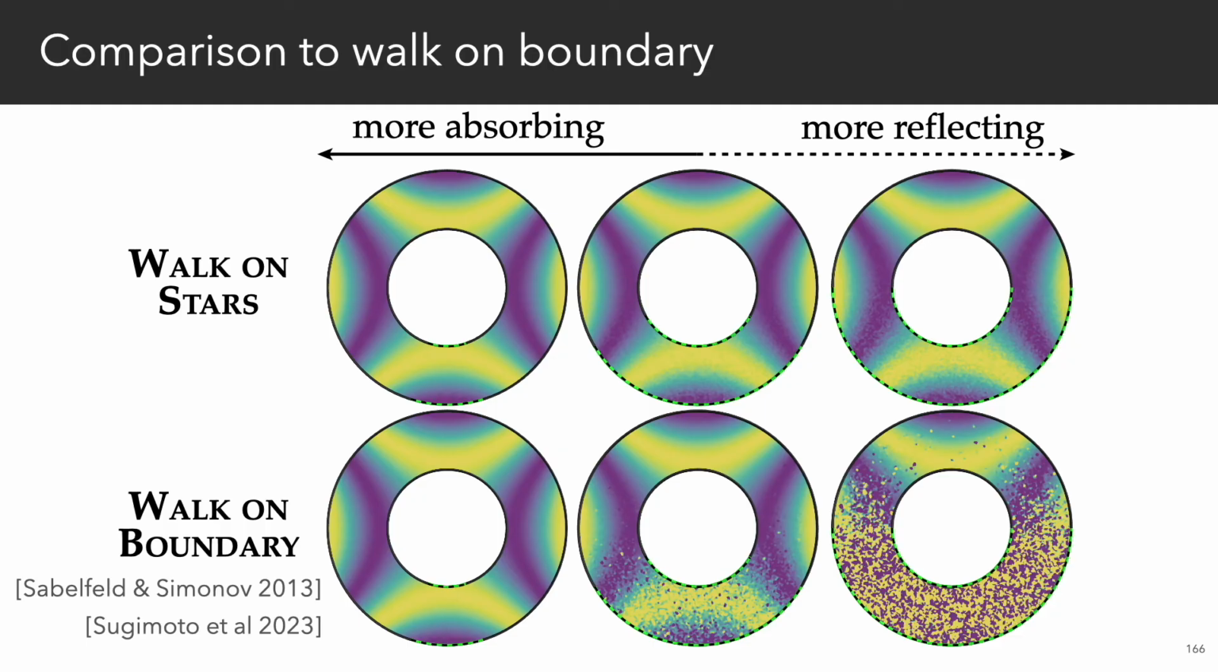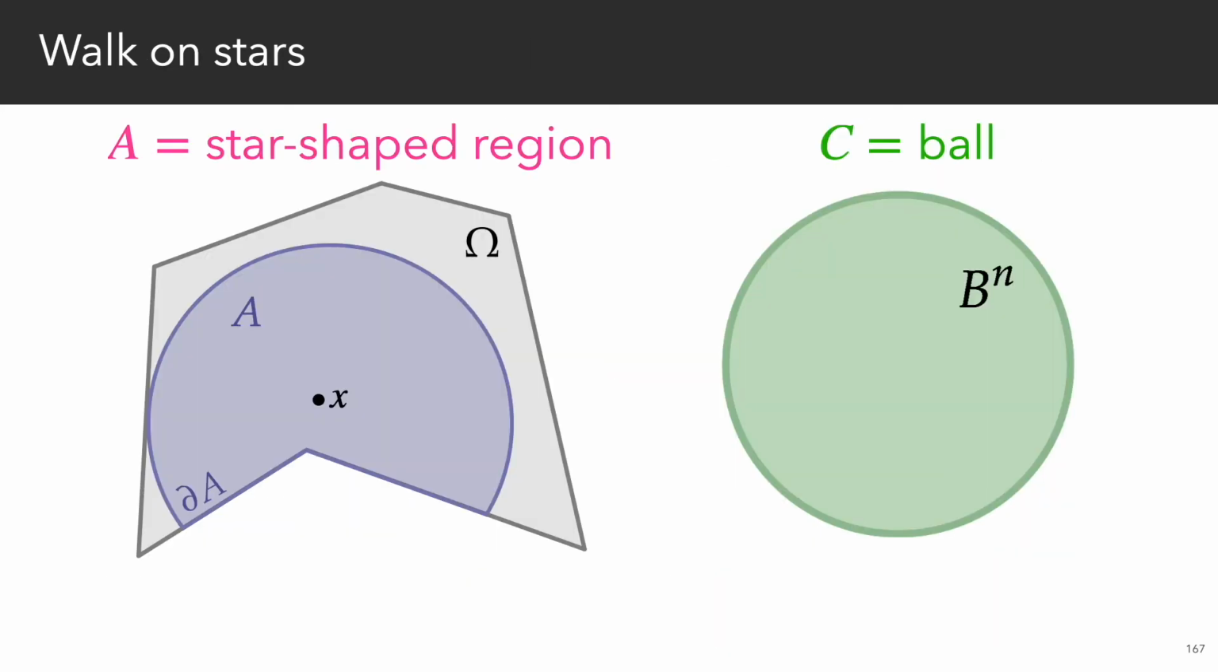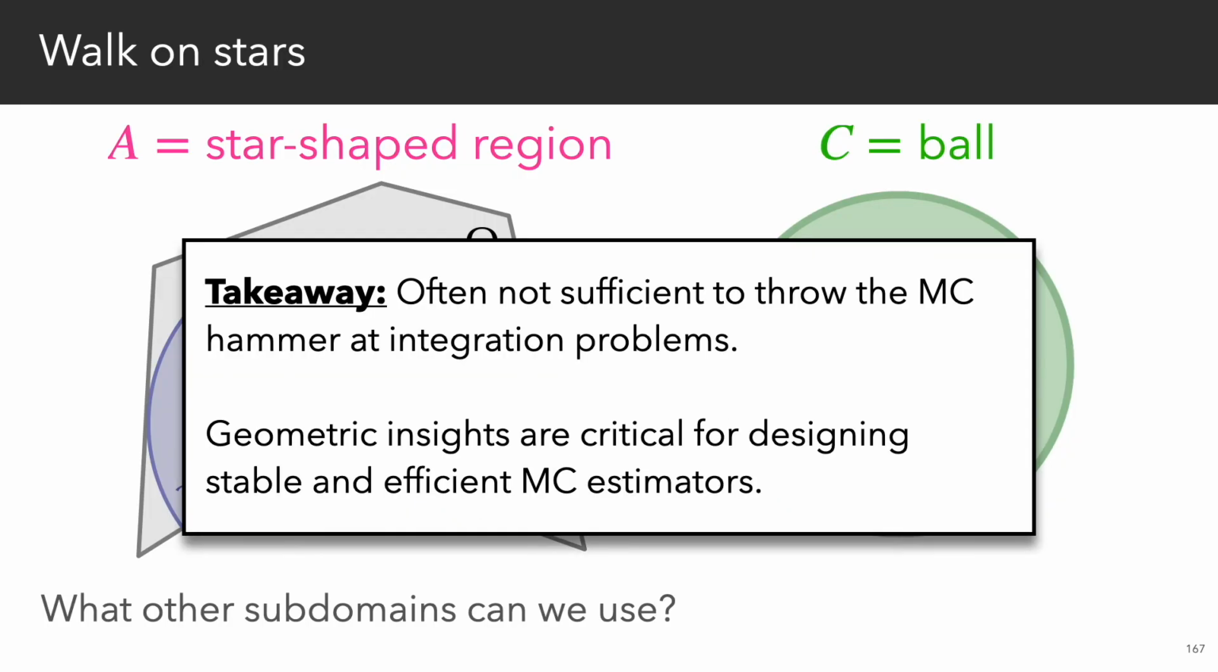Now, I won't go into all the details behind the walk-on-boundary method here, but this difference in the amount of noise is directly related to our choice of star-shaped regions as the subdomains for signed solid angle sampling. It's possible that there are other subdomains that allow us to take larger steps and reduce noise even further. But the key point I want to highlight is that it's almost never sufficient to just throw the Monte Carlo hammer at an integration problem. Geometric insights are critical for designing stable and efficient estimators.